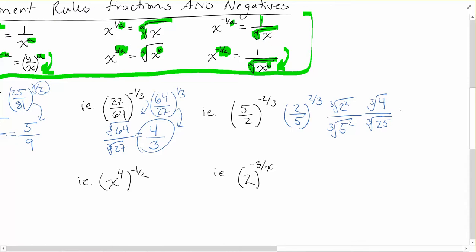As another example though, you could just write that out as one giant third root there. You don't have to have a separate one for the top and the bottom. You can just write it as one giant third root with that fraction 4 over 25 underneath.